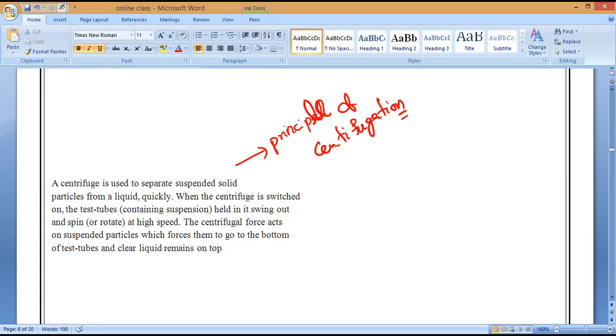Okay. The remaining processes are evaporation as well as chromatography. We'll try to finish them in tomorrow's class, so that later I can give you the physics revision also.